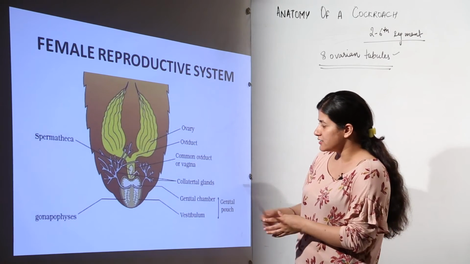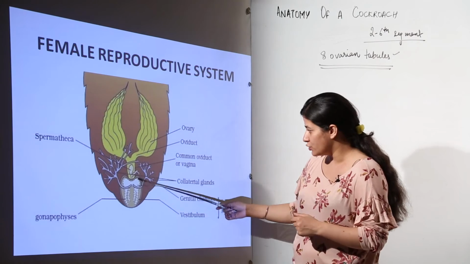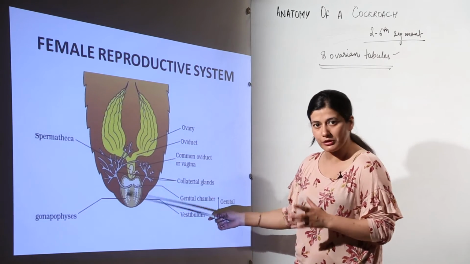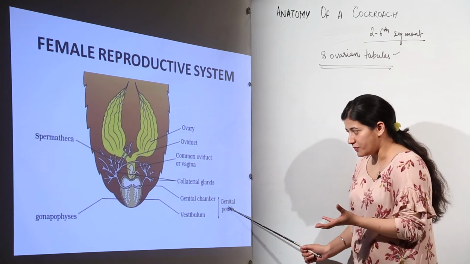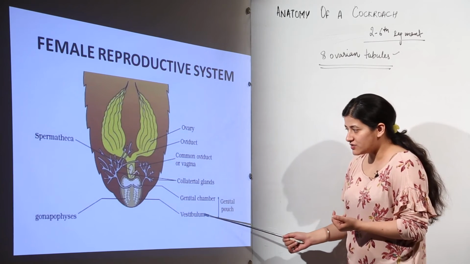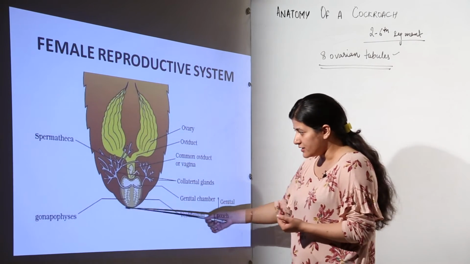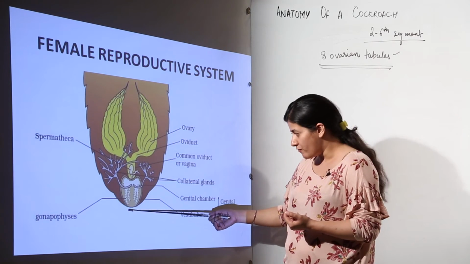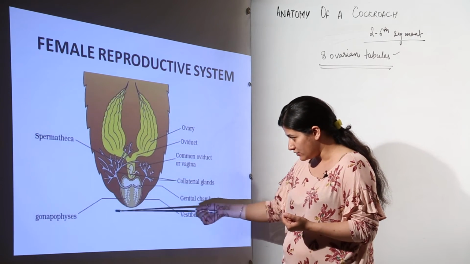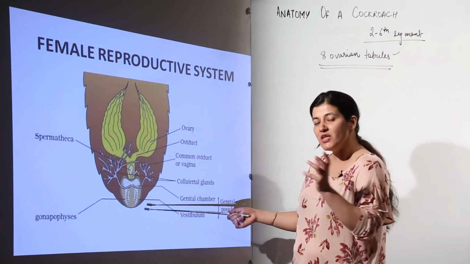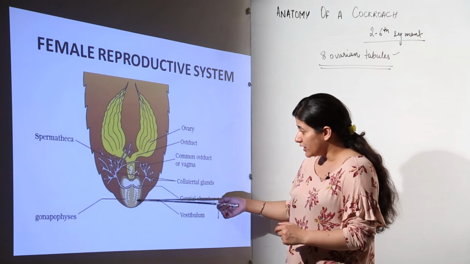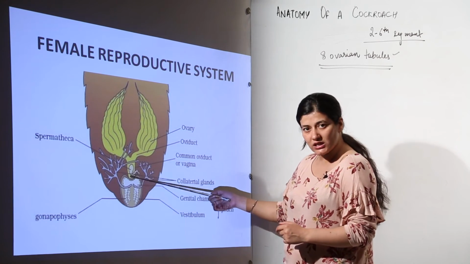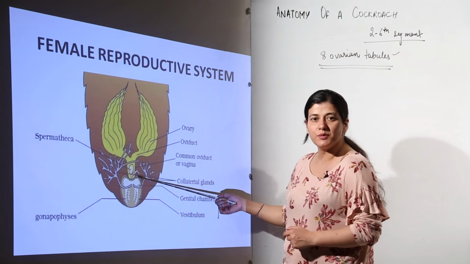Towards the vagina there is a spermatheca before it opens into the gonapophysis, that is the genital chamber. There is a genital pouch which is present, it has a genital chamber. There is the vestibulum, that is the main part, and then there is the gonapophysis from where there is the gonopore, of course. This gonapophysis is the site where the spermatophores would come. They would come and unite with the ootheca inside the spermatheca, alright.